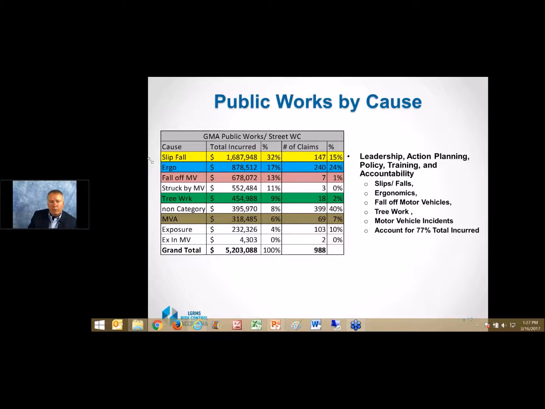They're young, they think they're super people, and they jam their knee, jam their ankle, strain their arm, whatever it might be. But it accounts for about $700,000, probably going to be close to $1 million+ when it develops. Again, tree work. We'll talk about that a little bit more on the next page. But almost $500,000, or 9% of our total incurred, is related to trees falling in the roads, and having to take care of those. And then motor vehicle accidents at 6%. So if you take all those into account, you have 77% of your total incurred. This is where I would focus.